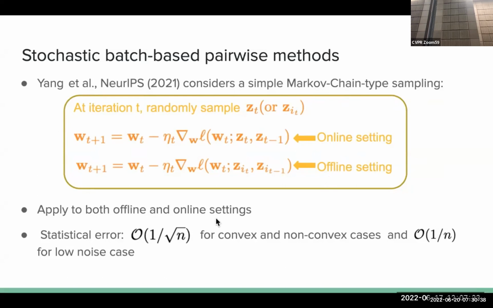And you can also get some very nice statistical error, which is 1 over square root of n for the convex case, and for the strongly convex case, you can get a fast rate, which is 1 over n.